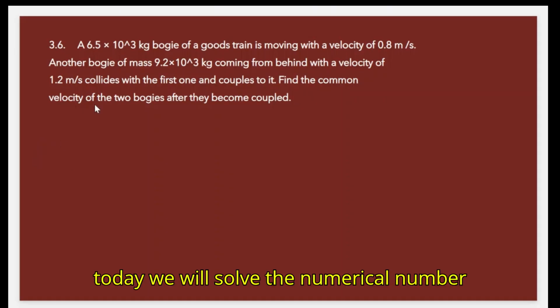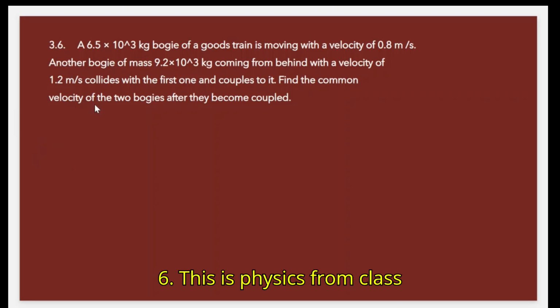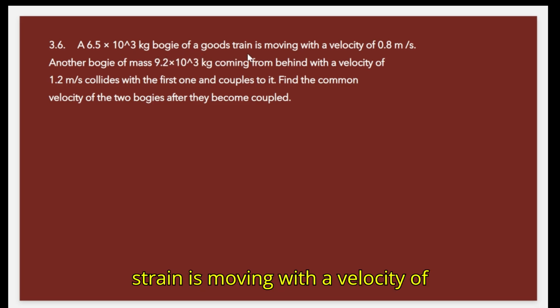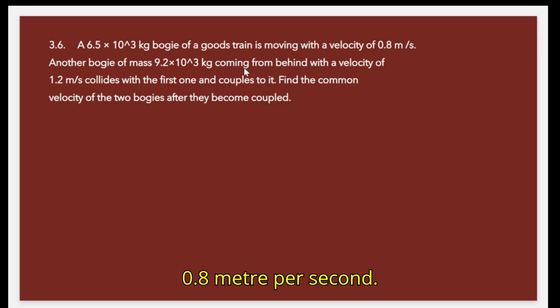We will solve numerical number 6. This is physics from class 9 and it is chapter number 3. The question states that a 6.5 into 10 to the power 3 kilogram bogie of a goods train is moving with a velocity of 0.8 meter per second.